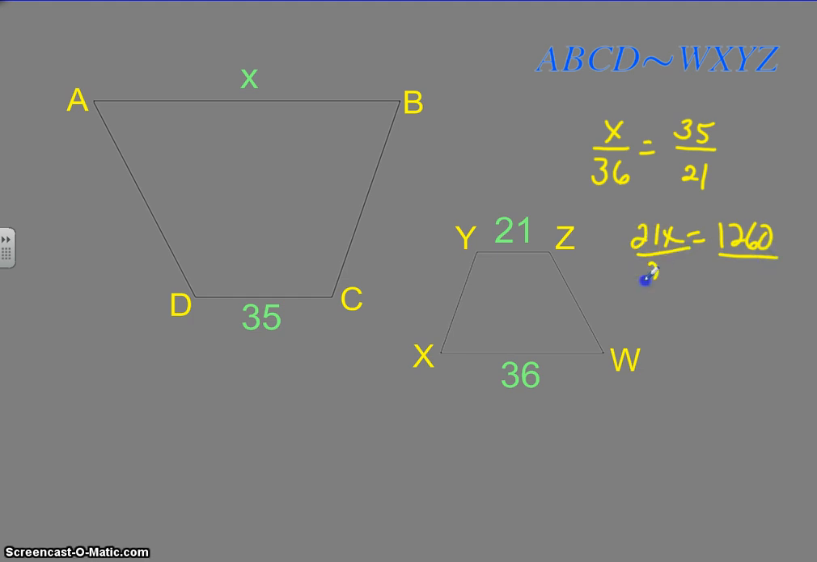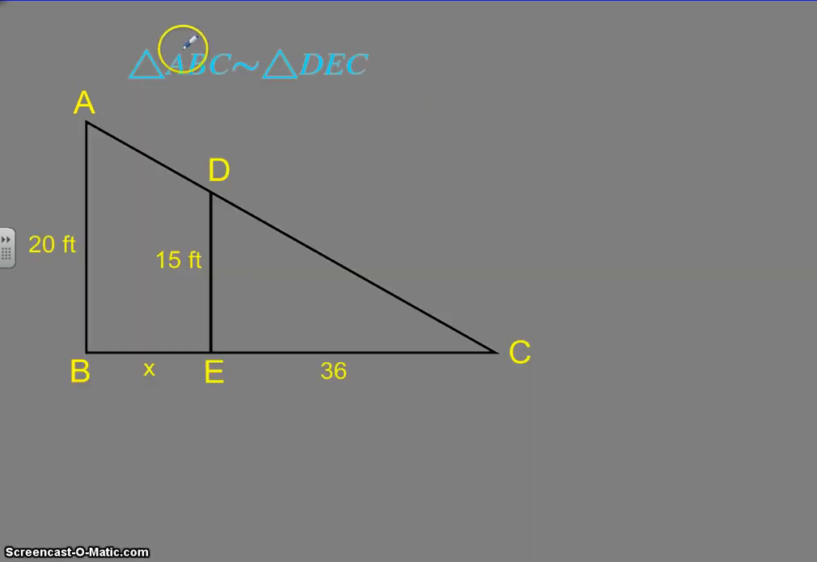I'm going to divide by 21 on both sides. And that's going to equal 60. Like that a lot better. X equals 60. So 60 is up here. Again, remember your units. If you have units associated with the numbers, remember to put the units there.